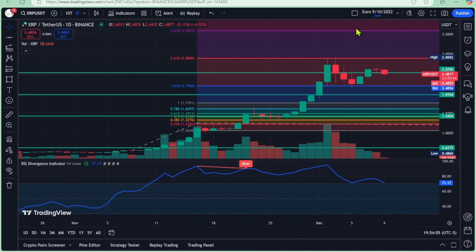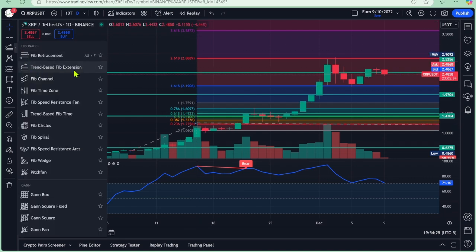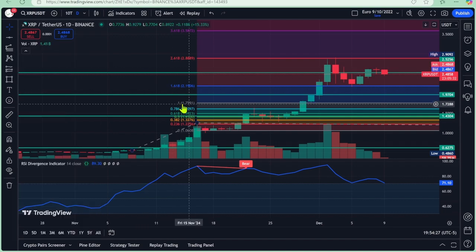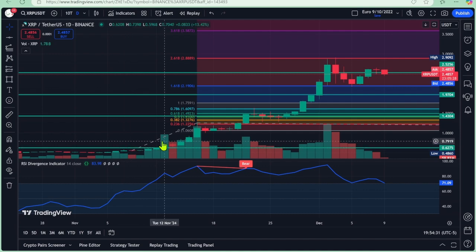Hello family. I want to bring you back in here because in our last episode we were looking at XRP. We showed you how we were able to identify the waves, and then we put our Fibonacci extension tool, a trend-based Fibonacci extension tool is what it's called. We were able to create that and plotted it off of this first wave.